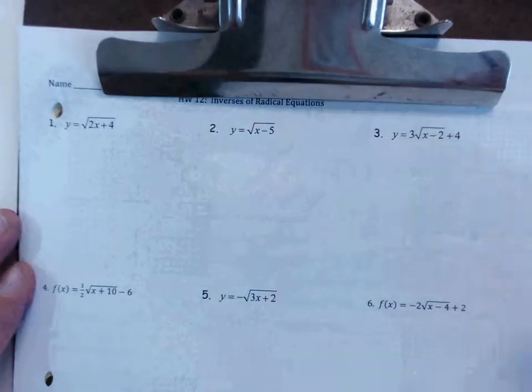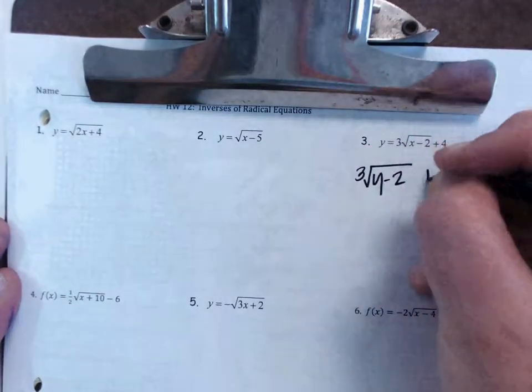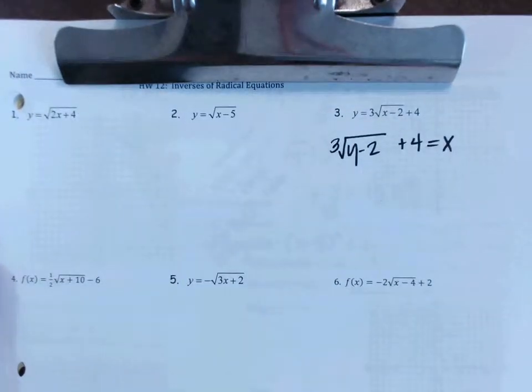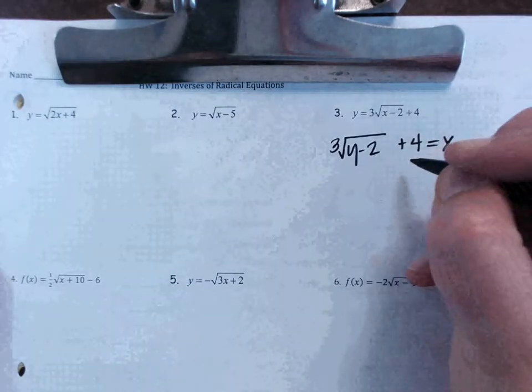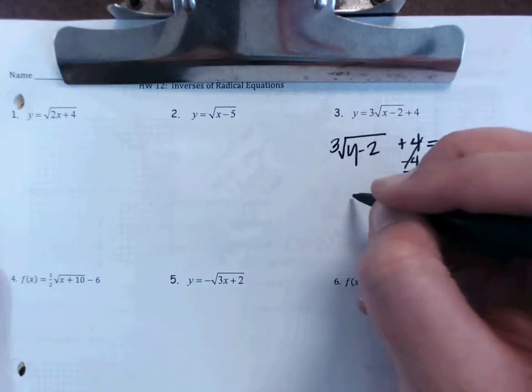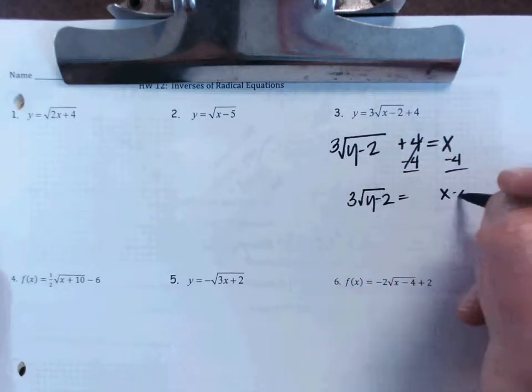3's harder. Okay, you're going to do 3 root y minus 2 plus 4 equals X. And then you're going to solve. That's it. Did you get one? So what do I do first? You subtract 4. Subtract the 4. So then I have 3 square root y minus 2 equals X minus 4.